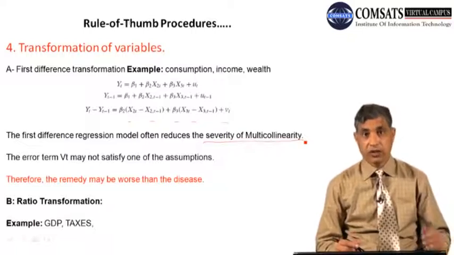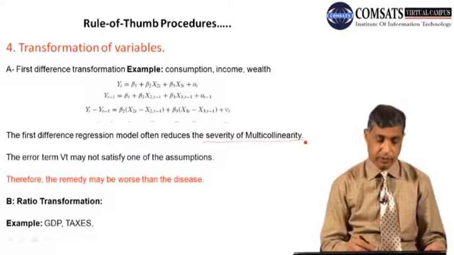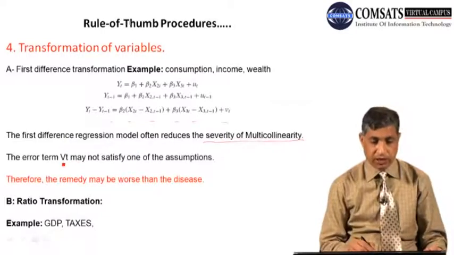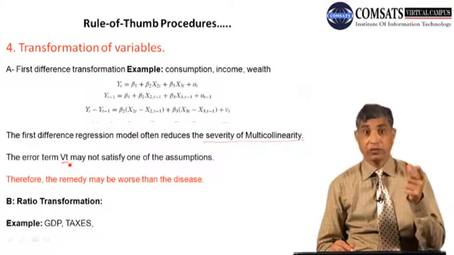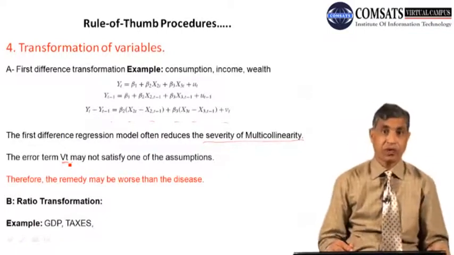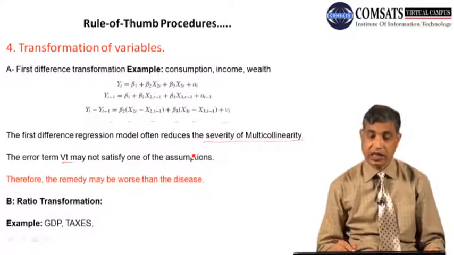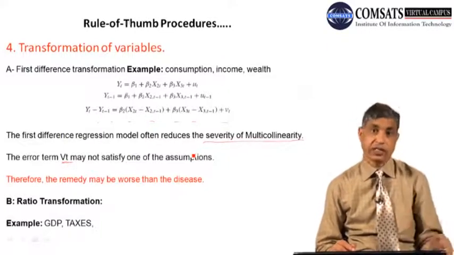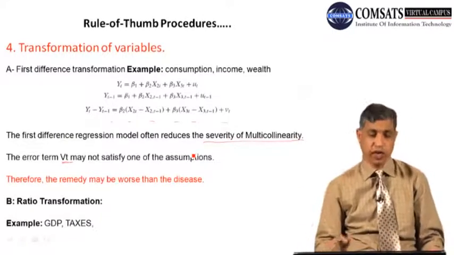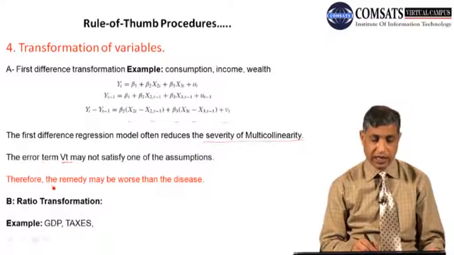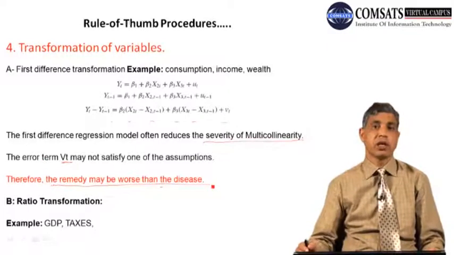But again, getting out of one problem, you are falling into the other problem. So what is now the problem? Now this is the VT. Now it is also based on an assumption. We are making some assumption about the VT, that this is random. It is not necessarily fulfilling the assumption. So from one problem, you are again going to the other problem. So again the remedy may be worse than the disease.